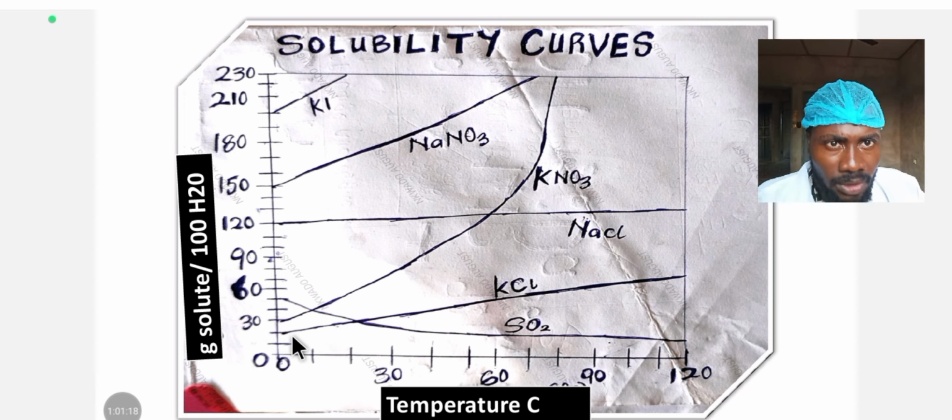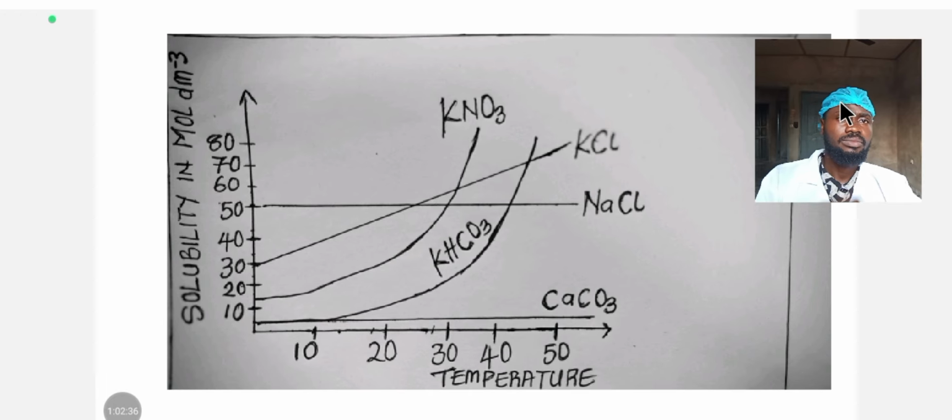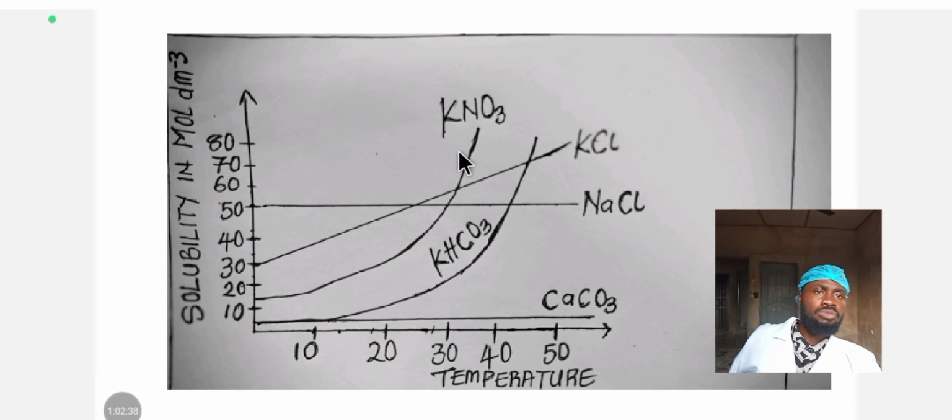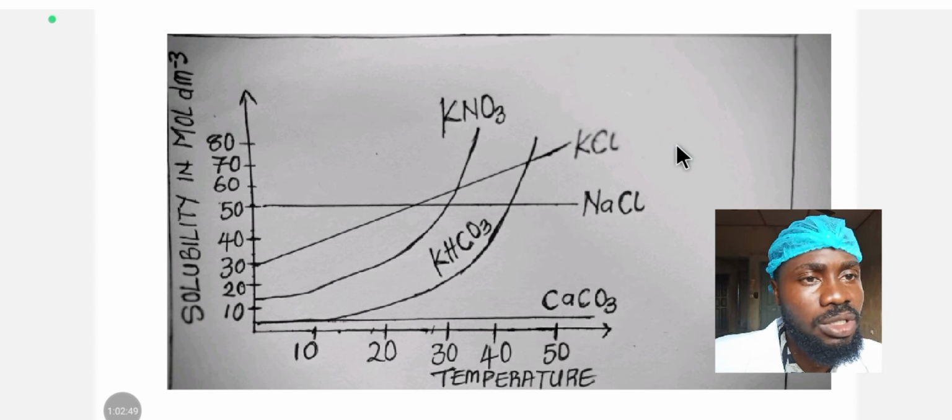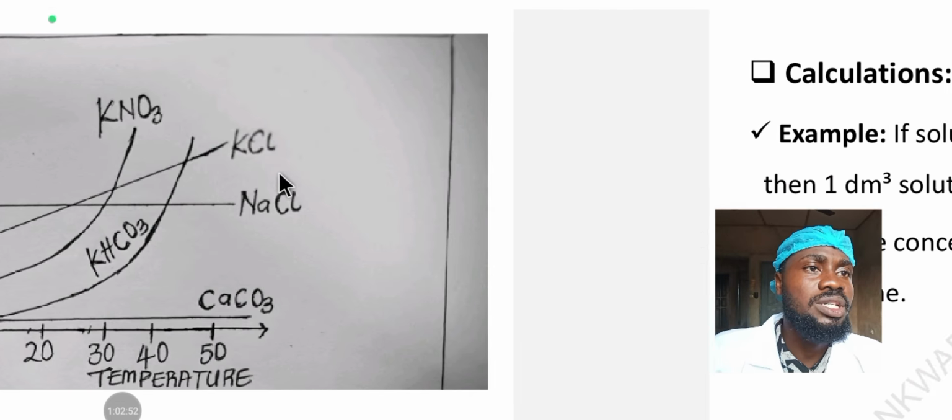Now let's look at the least soluble. Looking downwards, we have this one. If you trace this one down here, you have 20. Now this one is for you. This is another solubility curve. You are going to show me the most soluble salt and the least soluble salt. Drop it in the comment section.